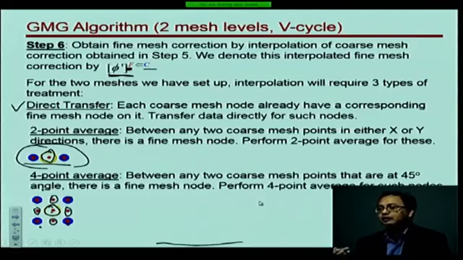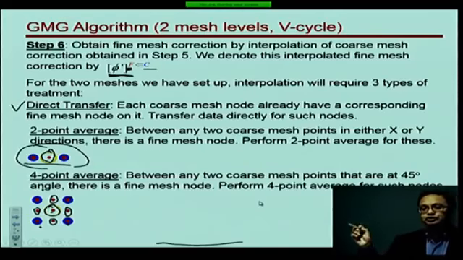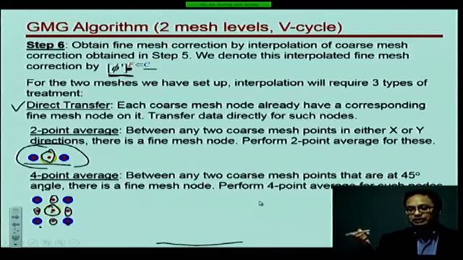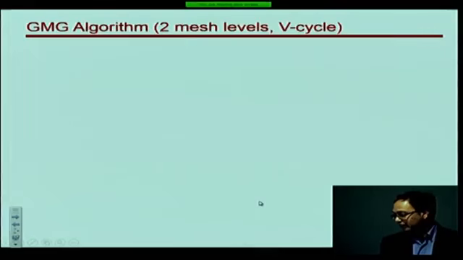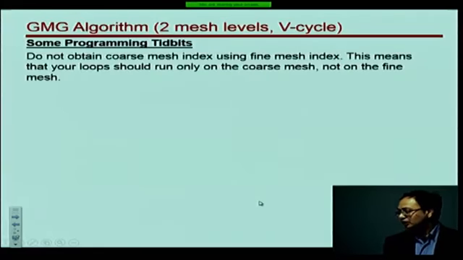So the question is, how do we run these loops? Do we run fine mesh loops and from that get the coarse mesh indices, or do we run coarse mesh loops and from that get fine mesh indices? There are two ways of doing it. What I'm saying here is do not obtain the coarse mesh index using the fine mesh index. You should always run the coarse mesh loop outside.